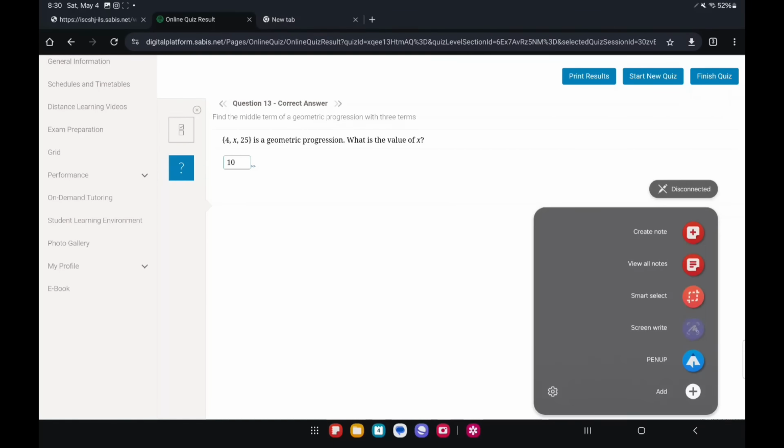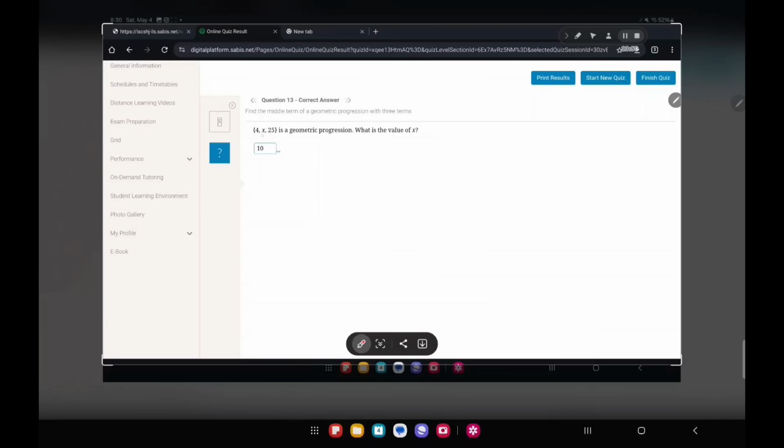Okay, geometric progression. When you want the middle term in a geometric progression, the geometric mean is equal to radical AC. These are last week's formulas. So in this case, it's going to be GM equals radical 4 times 25, which is going to be equal to 10. Okay.